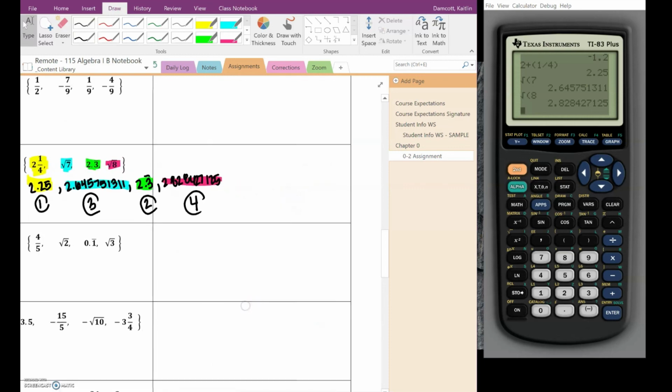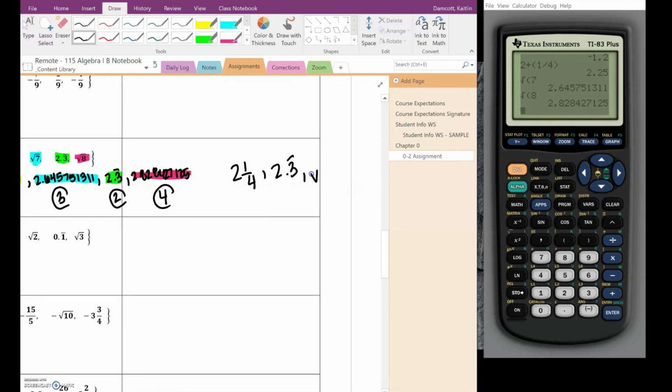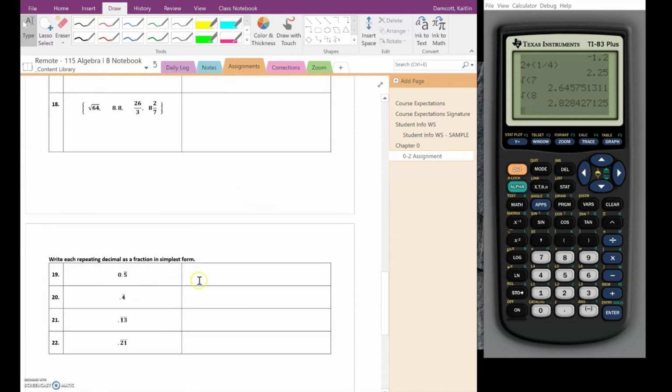So we are going to put them in order. The first one was 2 1/4. The next one was 2.3 repeating. Then the third one was the square root of 7, followed by the square root of 8. Okay, we'll have to do one more video to give you an example of how to do 19 through 22.